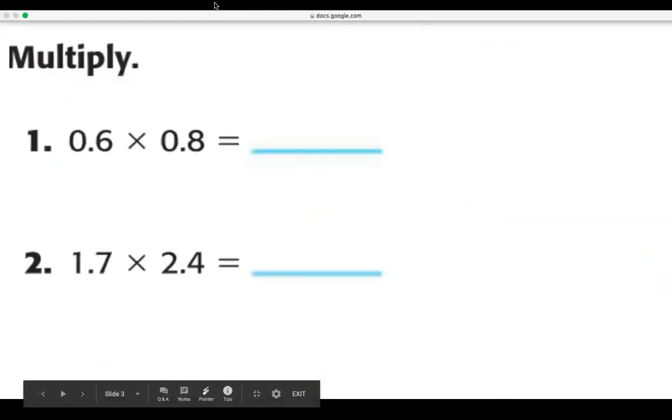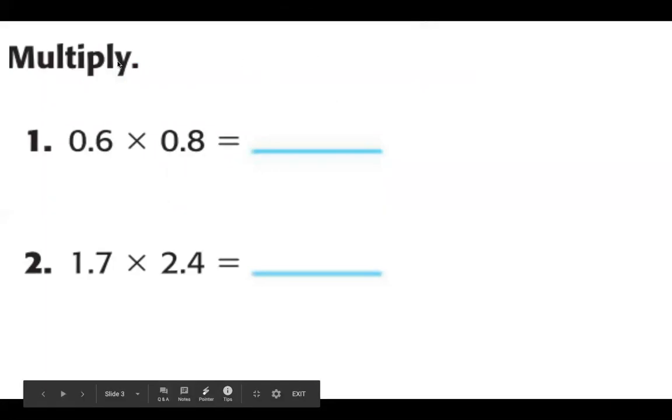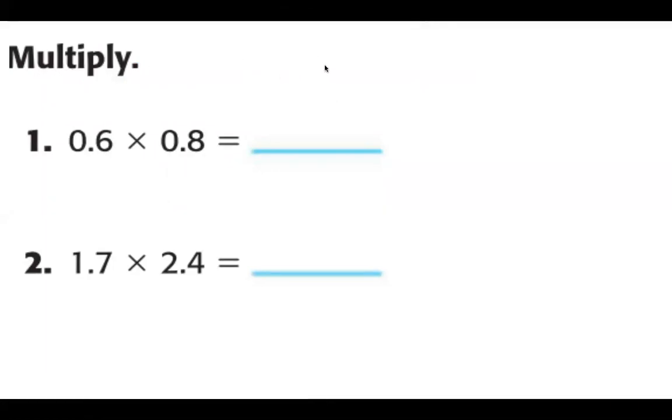Okay, so we got some more examples here. These ones are written horizontally. I personally like to solve problems vertically, especially when we're multiplying. So what I'm going to do is take them over here. We're doing 6/10 times 8/10. I'm going to take them both over here and write it vertically for myself.